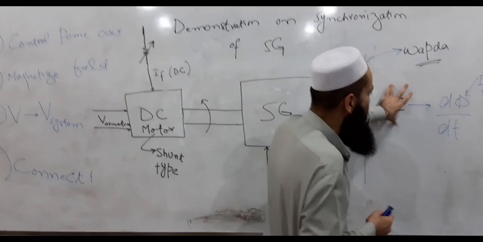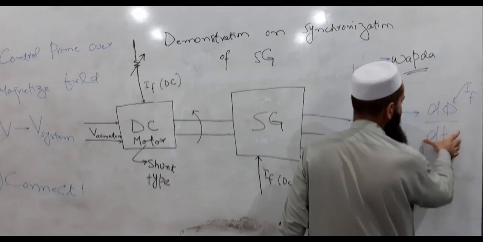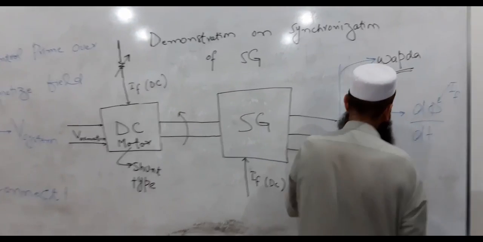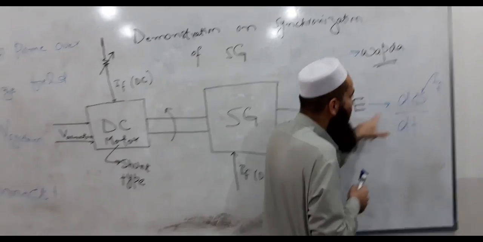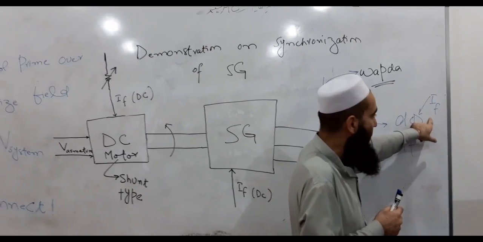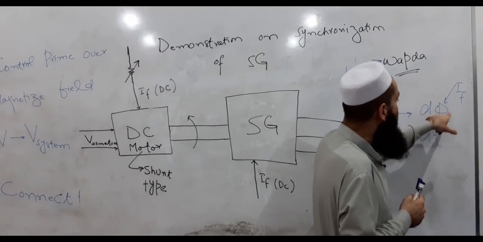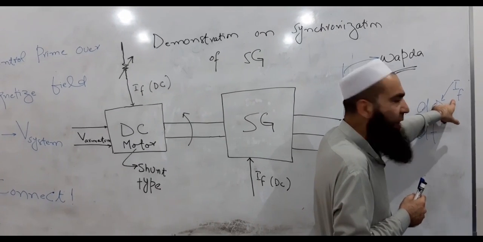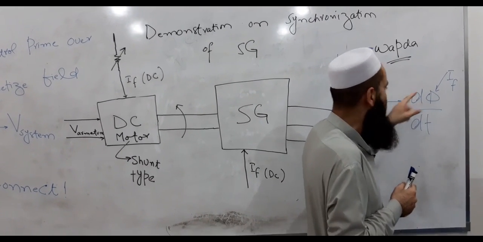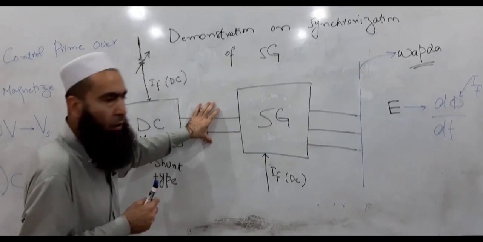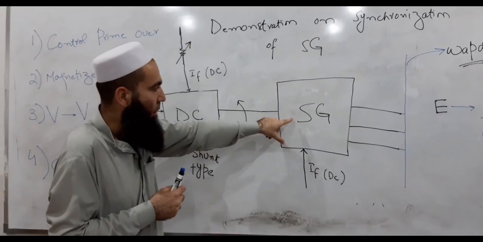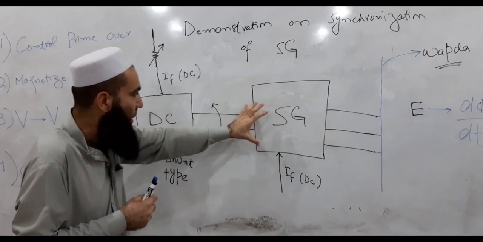The induced EMF is related to the derivative of the flux, and it can be varied either by varying the field current or by varying the derivative. The flux can be varied by means of the field current, and the derivative can be changed by changing the speed of the synchronous machine, that of the rotor.